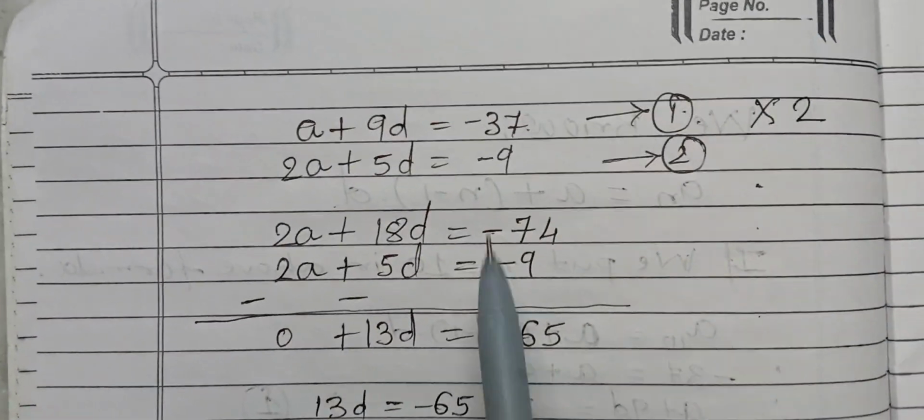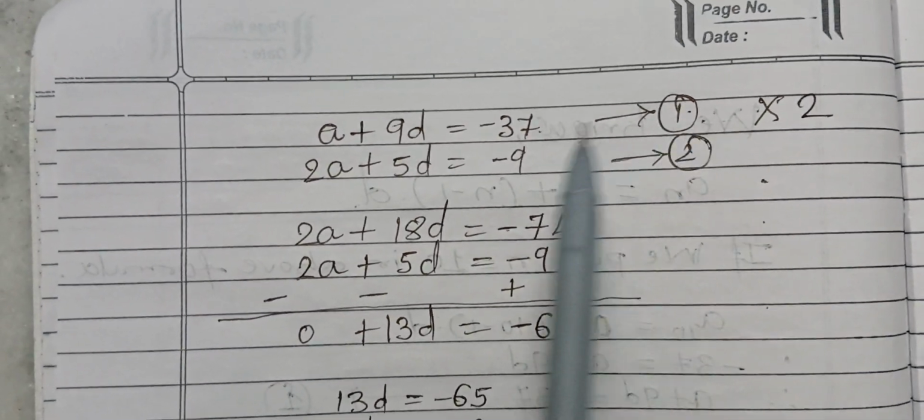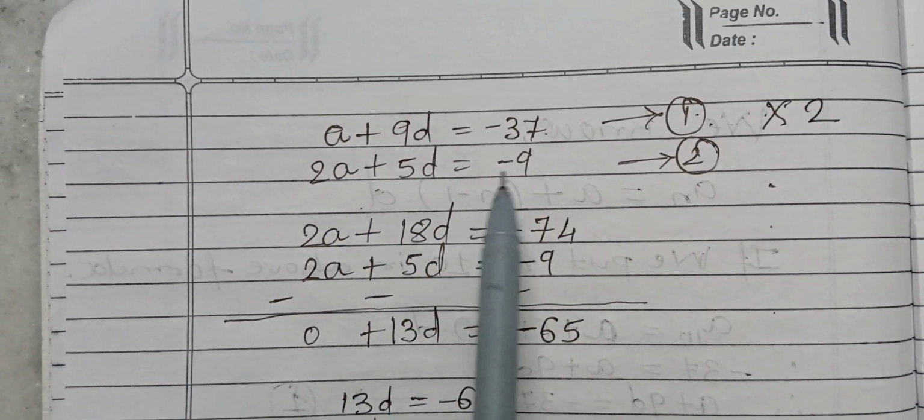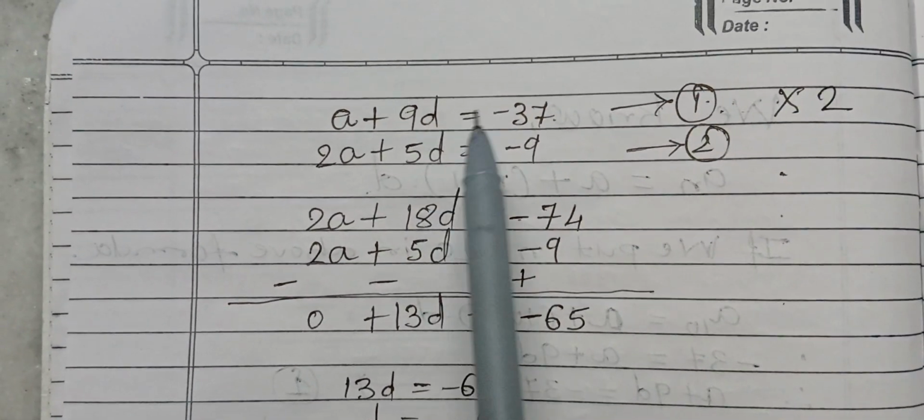We have a plus 9d is equal to minus 37. This is our equation 1. 2a plus 5d is equal to minus 9. That is our equation 2. We want to solve these equations.